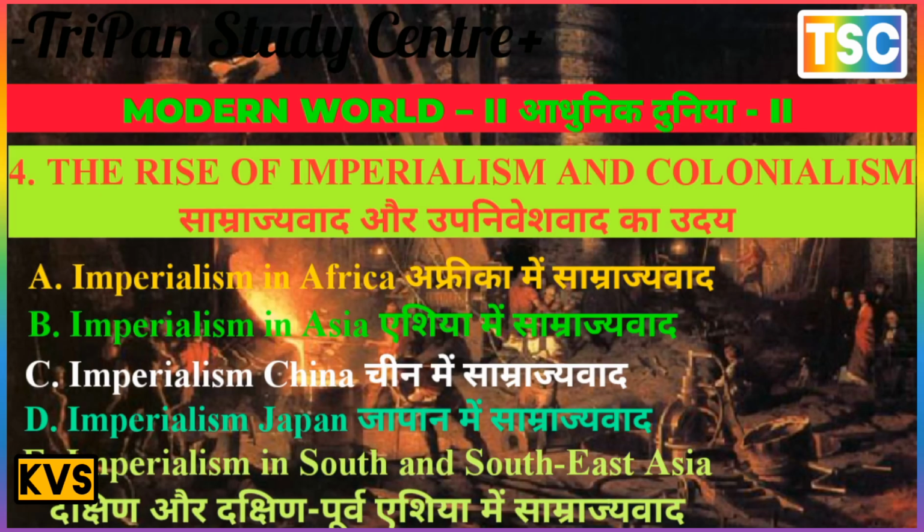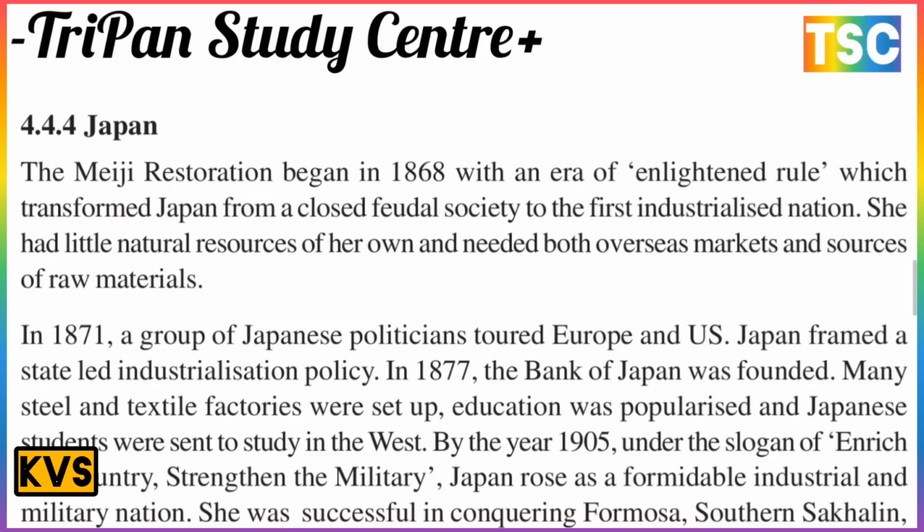The next is Japan. The Meiji Restoration began in 1868 with an era of enlightened rule, which transformed Japan from a closed feudal society into the first industrialized nation in Asia. She had little natural resources of her own and needed overseas territories both as a market and a source of raw material. That is important.